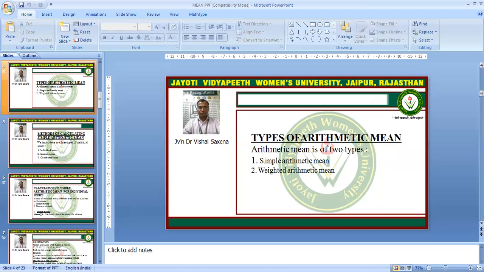Next, we discuss the types of arithmetic mean. Arithmetic mean is of two types. The first type is simple arithmetic mean, and the second is weighted arithmetic mean.